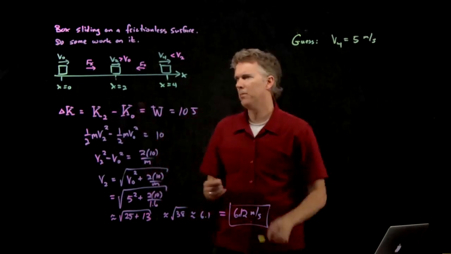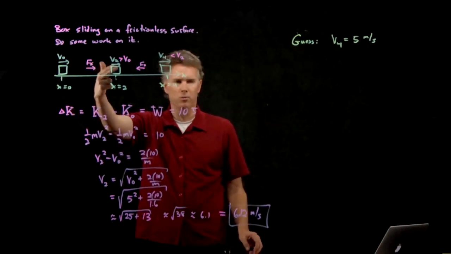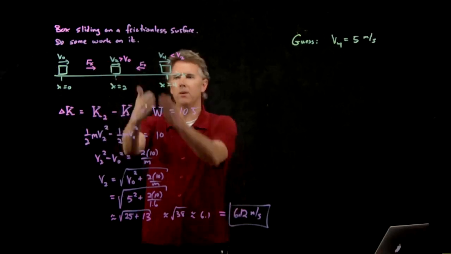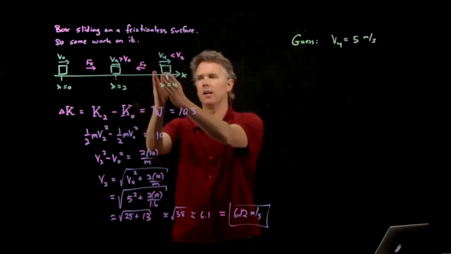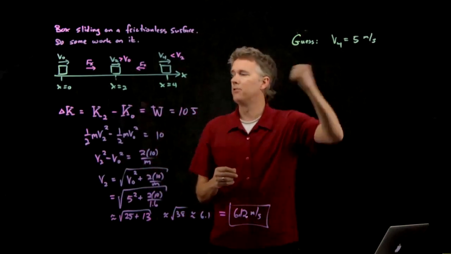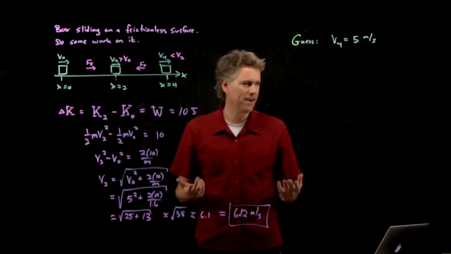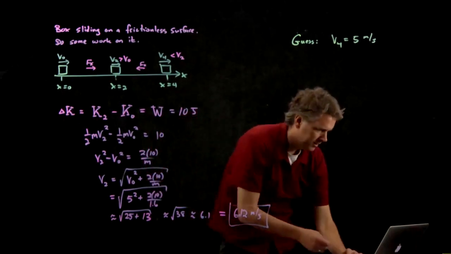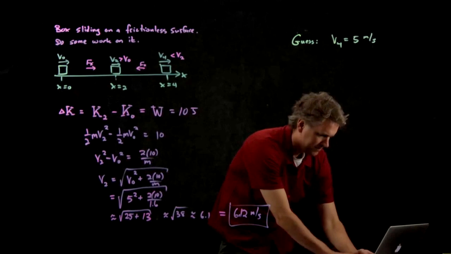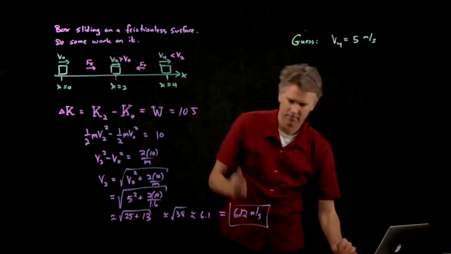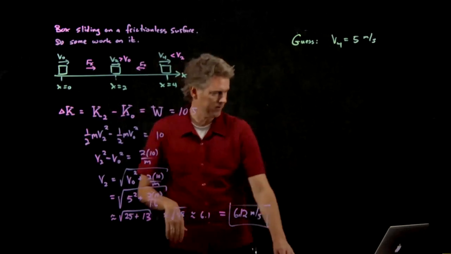Why is it the correct answer? Because we did 10 joules of work between 0 and 2, but then we did minus 10 joules of work between 2 and 4. So I've added 10 joules, and then I've subtracted 10 joules, and so I have to be exactly where I started from, 5 meters per second. Let's plug it in and see. Correct. All right, we are golden.